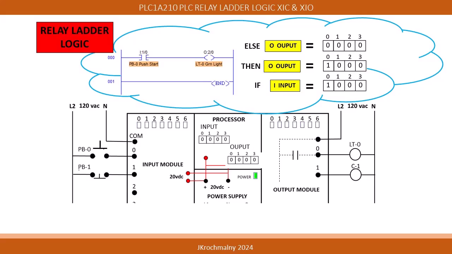Towards the graphic's top right, we see in simplified form the method of instruction execution stated as if, then, else. In this example, the instructions read: if PLC input module screw terminal 0 contains a 1, then place a 1 in the output module's terminal 0, else place a 0 in the output module terminal 0.